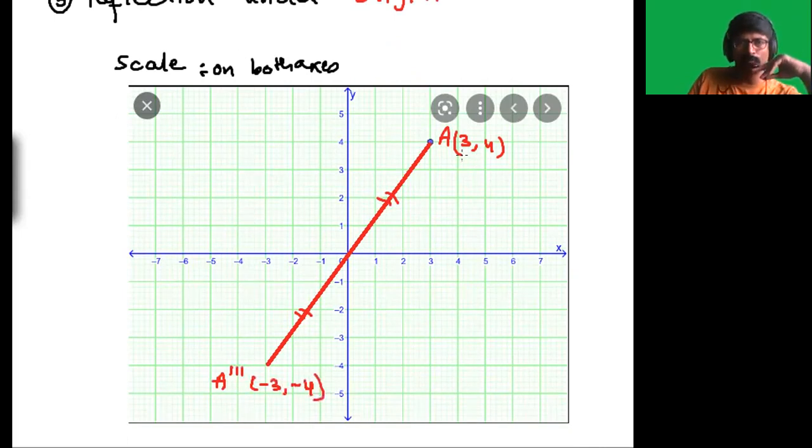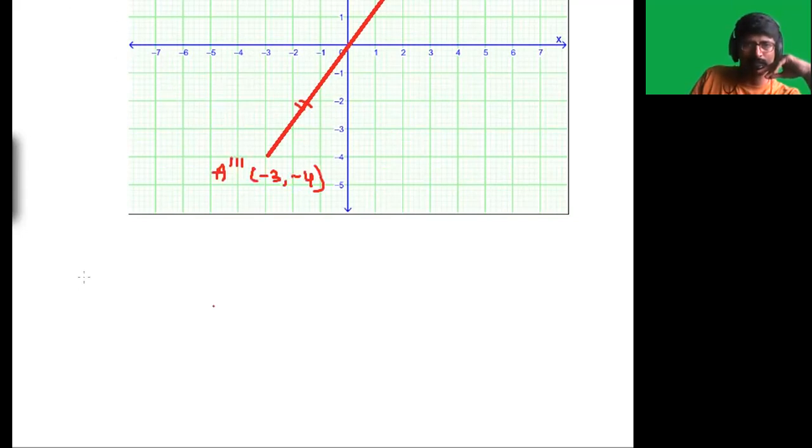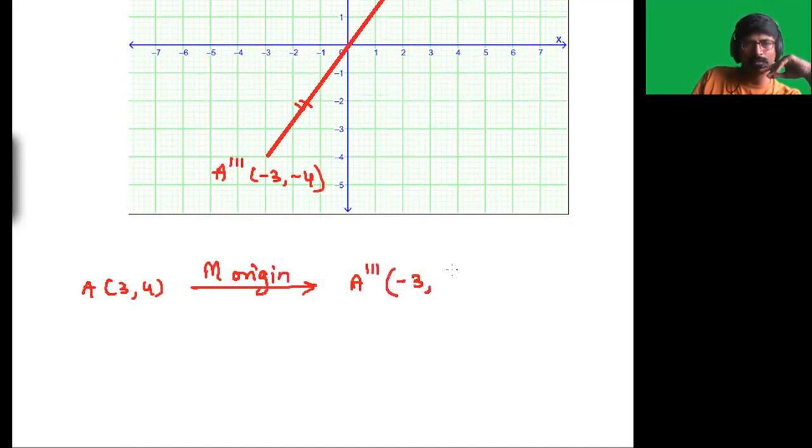So what do we understand? Both the coordinates get reversed. How do we write it? A 3 comma 4, when it reflects under origin, the mirror image under origin, becomes A triple dash as minus 3 comma minus 4. So how are we going to formulate it? When a point x comma y reflects under origin.